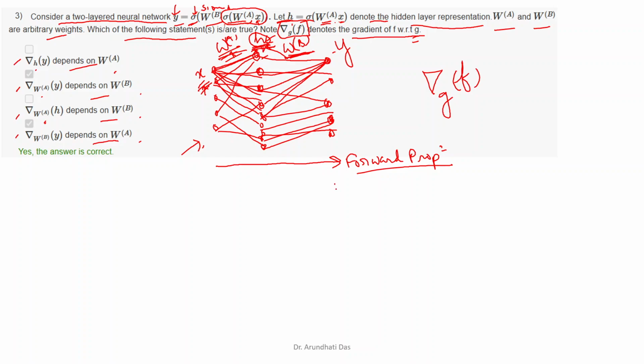Then we do some error calculation in this neural network. If the error is high, we try to minimize that error by doing another operation called back propagation. In back propagation, we go from the right hand side to the left hand side, from the output layer towards the input layer.